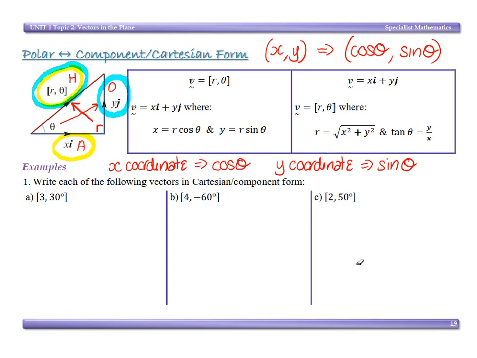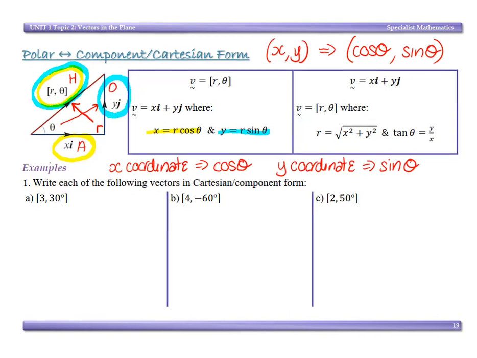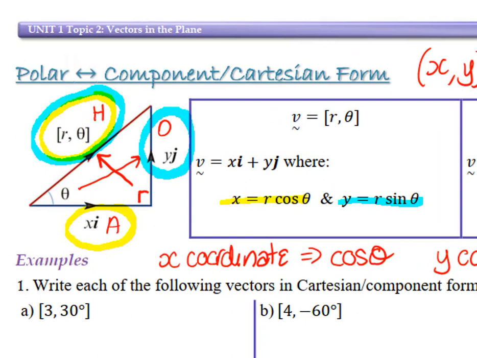Now, in order to get these formulas, x's are cos theta, y's are sine theta, going from the triangle that I have here, we could write sine theta is opposite over hypotenuse, which is my opposite is my y, and my hypotenuse is my r. So that means y equals r sine theta.